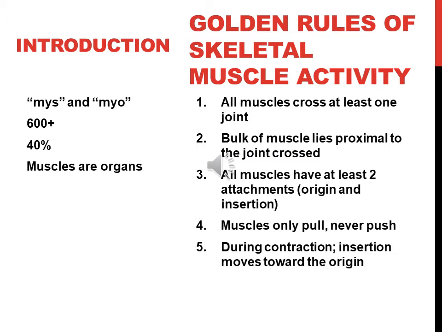There's some golden rules here of skeletal muscle activities. All of your muscles are going to cross at least one joint, and the bulk of the muscle is going to lie proximal to the joint that's crossed. All of your muscles have at least 2 attachments. Some have many. We'll talk about that later. An origin and an insertion.